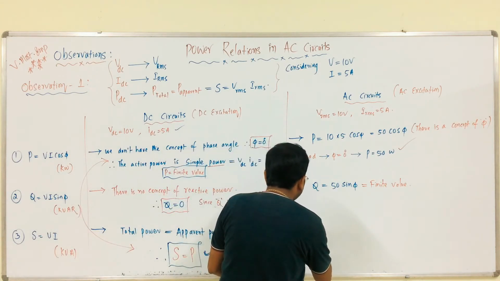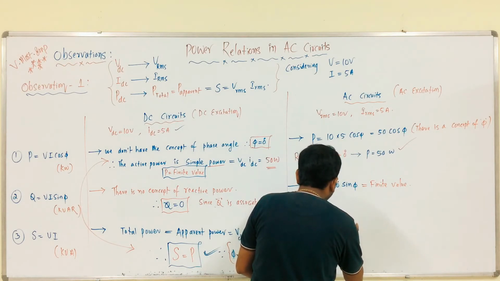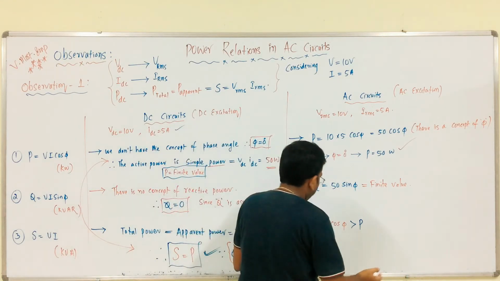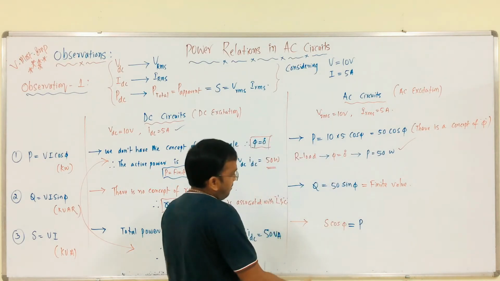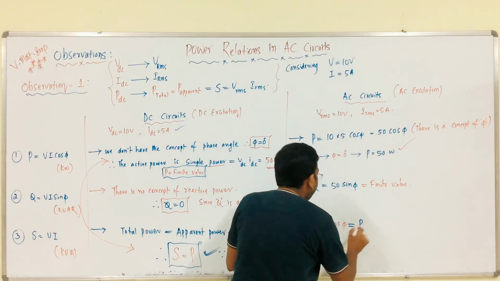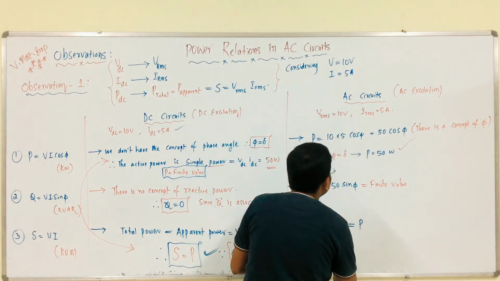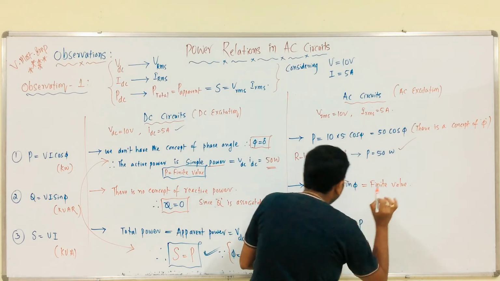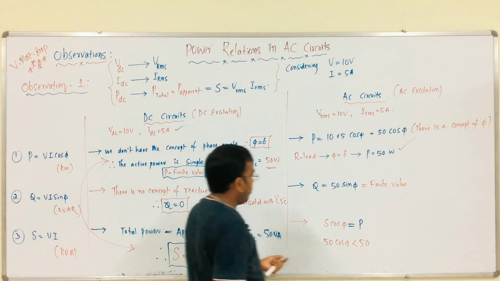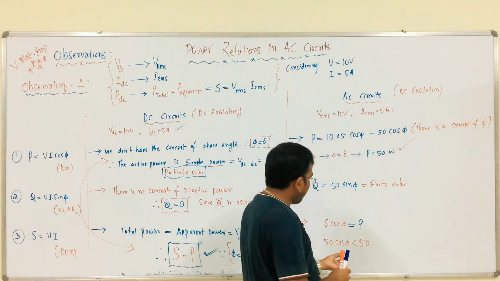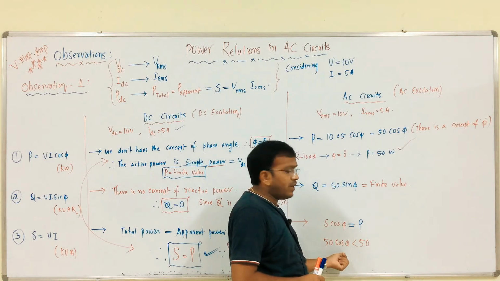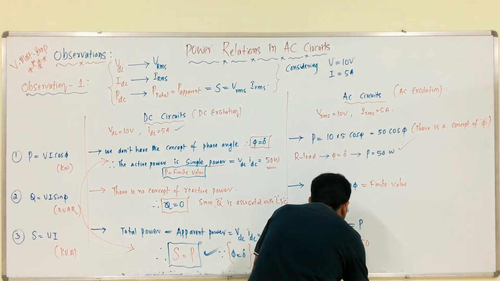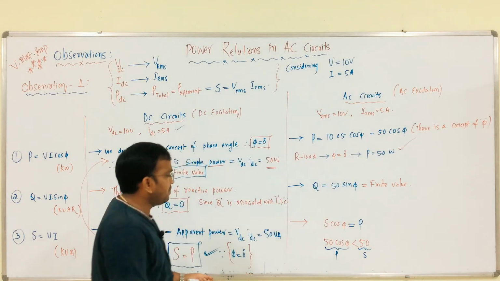Here, coming to this third case, S cos phi, which is more than P. Sorry, this is the condition. S equals to P is equal to S cos phi, right. Therefore, P is what? 50 cos phi. 50 cos phi is always less than 50. For example, cos phi is 0.8, 50 into 0.8 is 40, 40 less than 50. Right? This is what? Apparent. This is what? Active. This is P. This is S. Always P less than S.